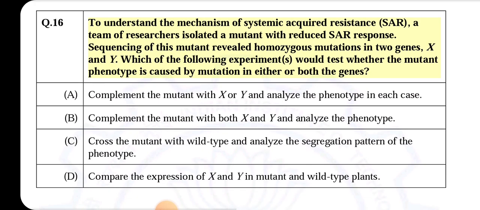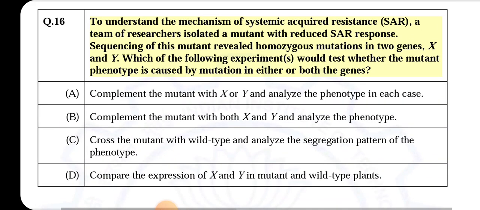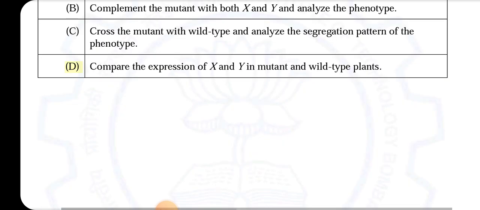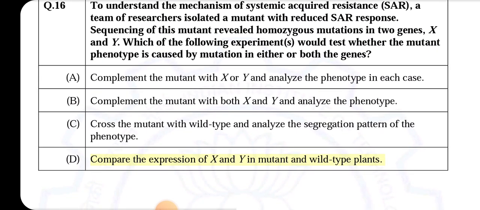To understand the mechanism of systemic acquired resistance (SAR), a team of researchers isolated a mutant with reduced SAR response. Sequencing of this mutant revealed homozygous mutations in 2 genes, X and Y. Which of the following experiments would test whether the mutant phenotype is caused by mutation in either or both the genes? A. Complement the mutant with X or Y and analyze the phenotype in each case. B. Complement the mutant with both X and Y and analyze the phenotype. C. Cross the mutant with wild type and analyze the segregation pattern of the phenotype. D. Compare the expression of X and Y in mutant and wild type plants.